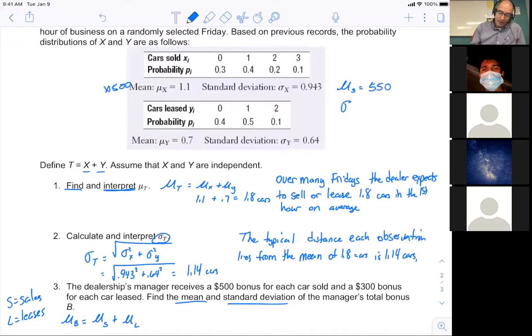The standard deviation of my sales is going to be 471.5, as all we do is, again, multiply by 500. We'll do the same thing for leases. So the mean bonus based off of leases is just taking this times 300, because that's all I'm making off of leases. So that means we're going to get 210 for the mean. And the standard deviation of my leases is going to be 192.